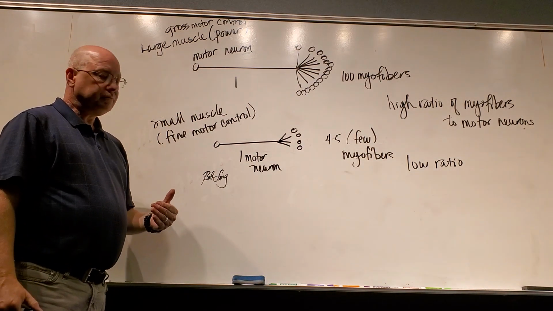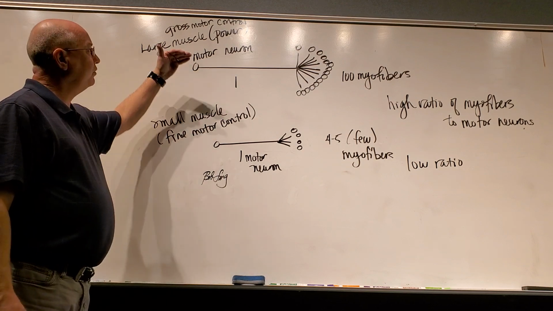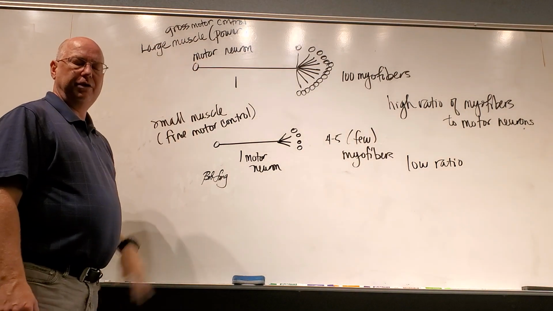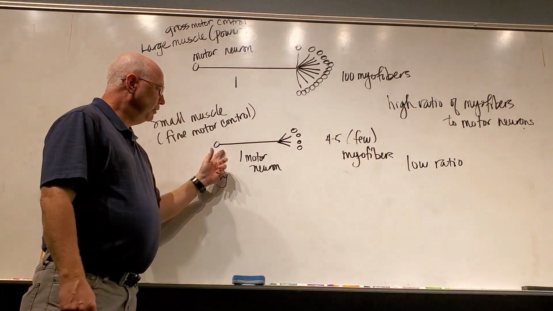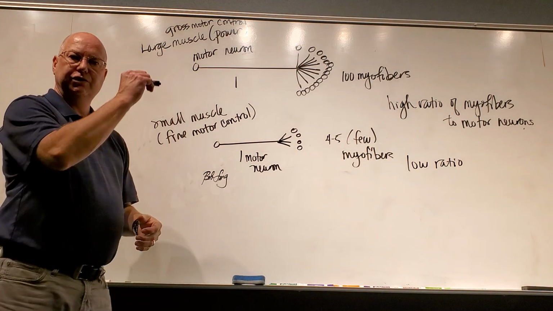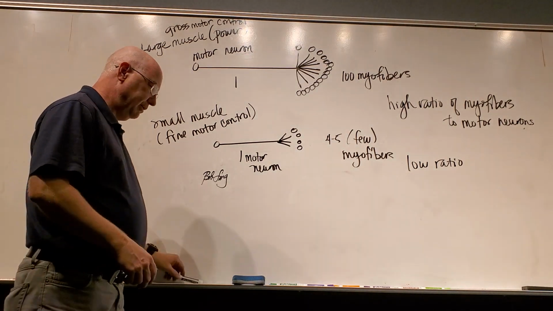So you guys need to know that whenever we have gross motor control, it's a high ratio of myofibers to motor neurons. For fine movement, I don't need a lot of power, so one motor neuron only controls a few muscle cells for that very finesse type movement.